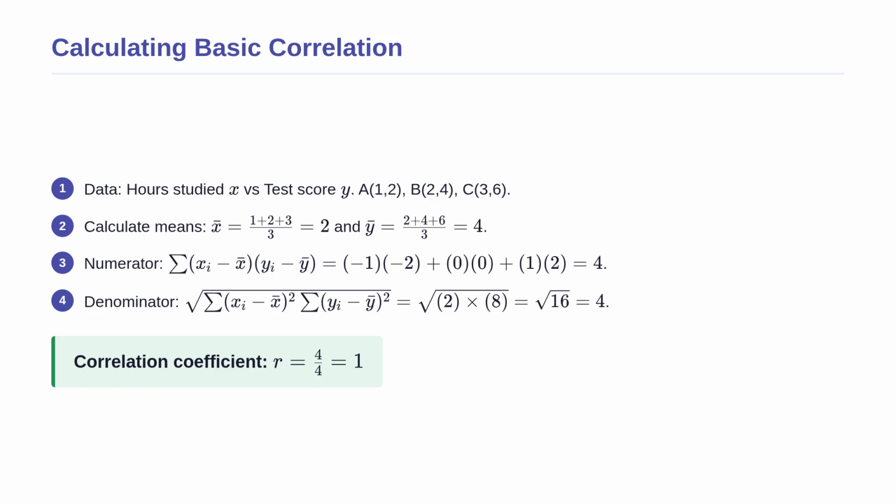Then, we calculate the denominator by squaring these deviations, summing them, and taking the square root, which also gives us 4. Finally, dividing the numerator by the denominator gives us exactly 1. This perfect positive 1 means that for every additional hour studied, the test score increases by a perfectly consistent amount.